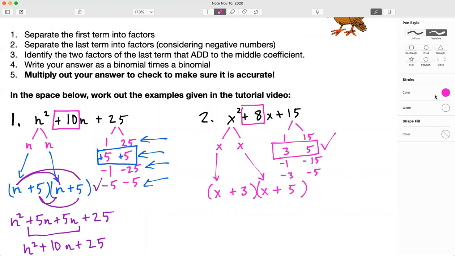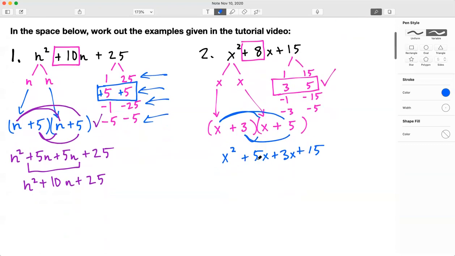And we should be done, but we do have to check to make sure that we have the right answer. So I'm going to distribute this x to that x and then to the 5. I'm going to get x squared and then plus 5x. And then I'm going to distribute that 3 to the x and then the 3 to the 5. And I'm going to get 3x there. And then 3 times 5 is 15. And yes, in fact, because 5x plus 3x is 8x, we get x squared plus 8x plus 15.